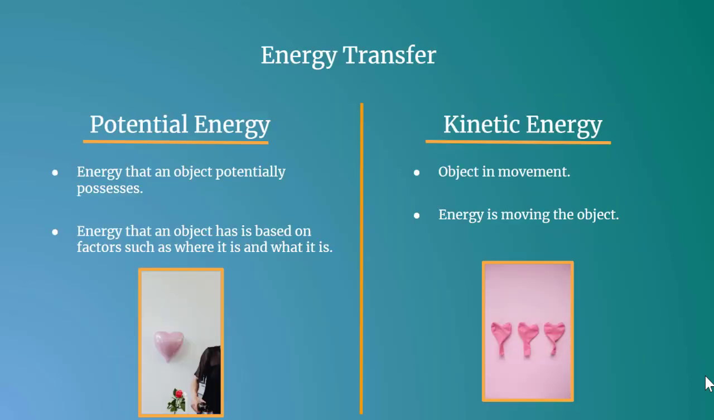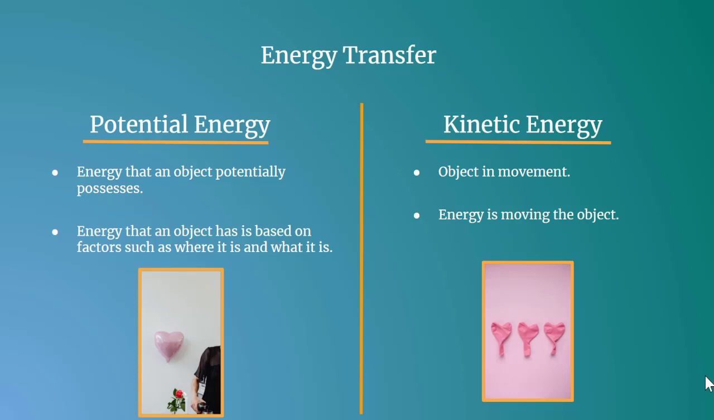Energy transfer is the transferring of energy back and forth between potential and kinetic energy. Potential energy is the energy that an object has the potential to release. The potential energy of an object is based on where it is and what it is. For example, a balloon that is filled with lots of air has a lot of potential energy, as the air in the balloon can be released.